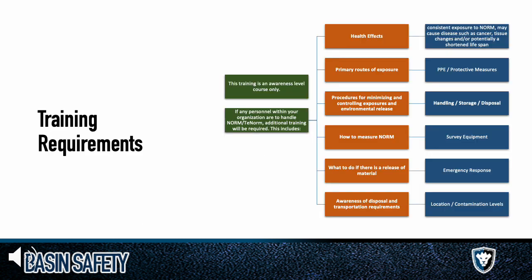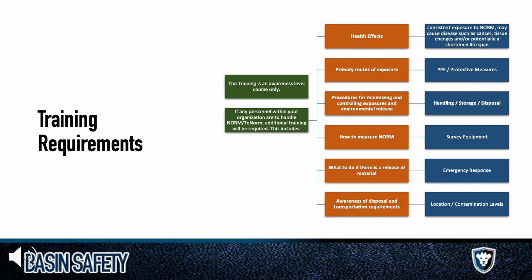Here we have some training requirements. This training is an awareness level course only. If any personnel within your organization are to handle NORM or TENORM, additional training will be required. This includes knowing the health effects, the primary routes of exposure, procedures for minimizing and controlling exposures and environmental release, how to measure NORM, what to do if there's a release of material, and awareness of disposal and transportation requirements.